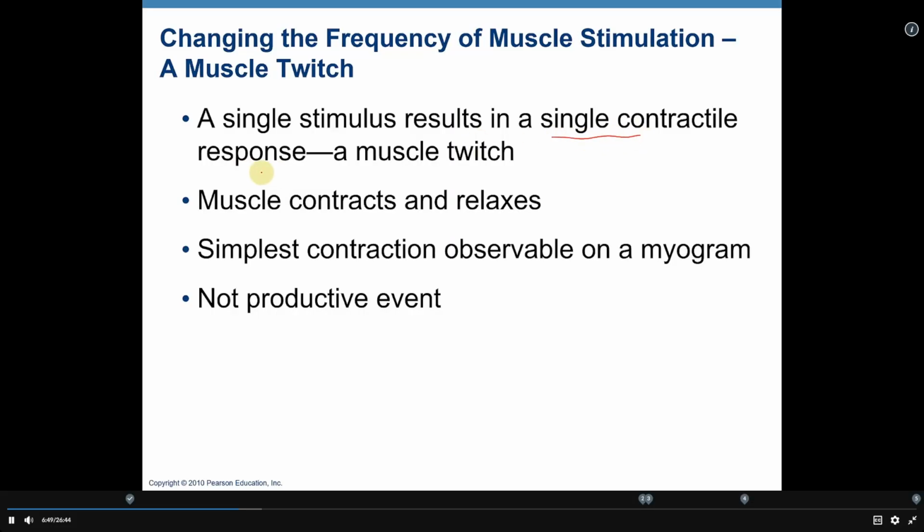And this is called a muscle twitch. And I'm sure all of you have had twitches before. The muscle is just contracting and relaxing. It is a simple contraction observed on a myogram. A myogram, we're going to take a look at this in a minute, but this is a graph of the force produced by a muscle as it contracts.